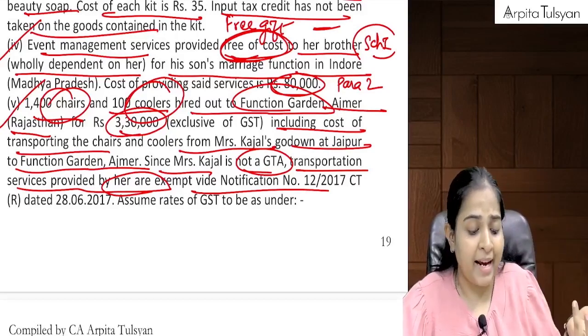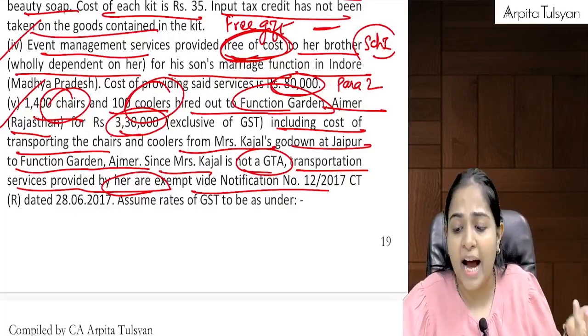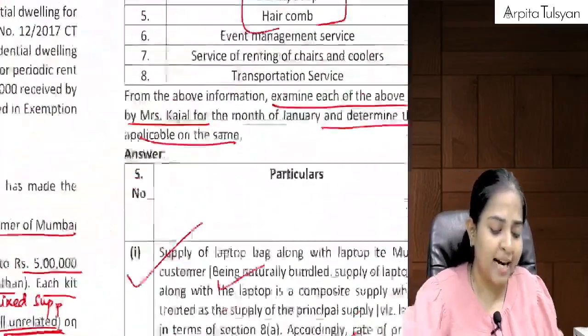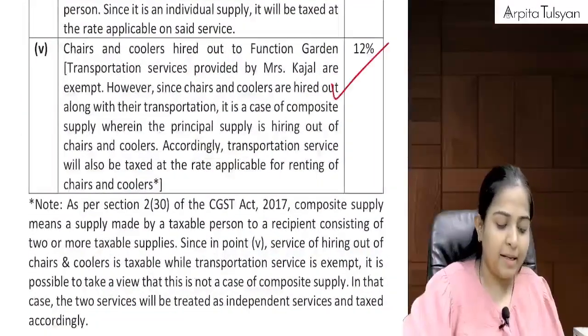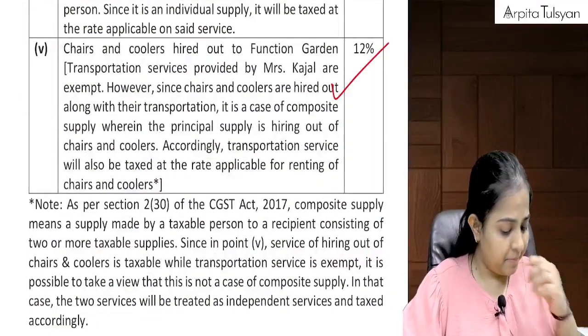The main supply is giving on hire, renting. Renting is the main service, so that rate will be applicable. So 12% will be the total rate applicable. Manageable, everyone? Yes.